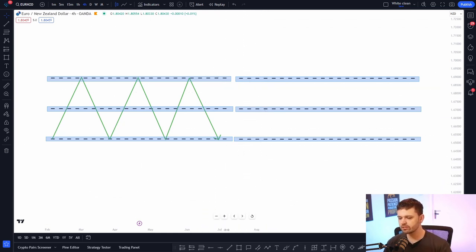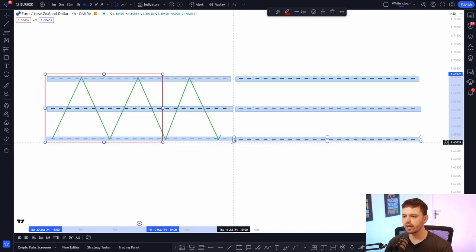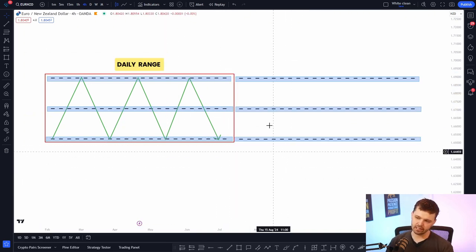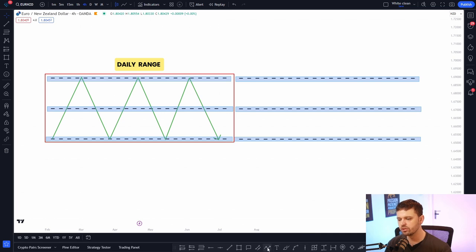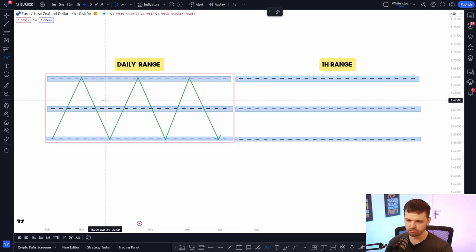Okay, so these are the same ranges. Exactly the same ranges, but imagine that to the left you have the daily. So everything within the red rectangle is the daily chart. And then to the right, you have the 1 hour chart. So green is daily, and we're going to be looking at this as inside the rectangle, daily on the left and 1 hour on the right.